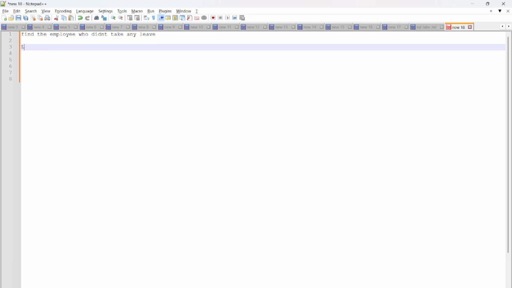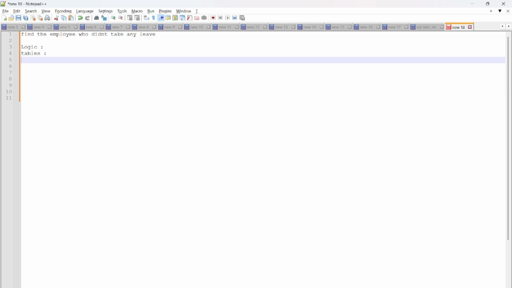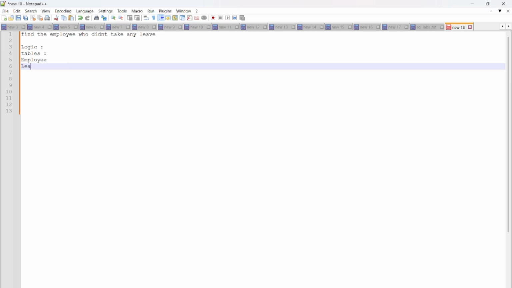So first we'll try to understand. We have two tables, right? Whenever we get a SQL query, first try to find out the table names. Find the employees who didn't take any leave. That means we have two tables here: one is employee, the second one is leave.